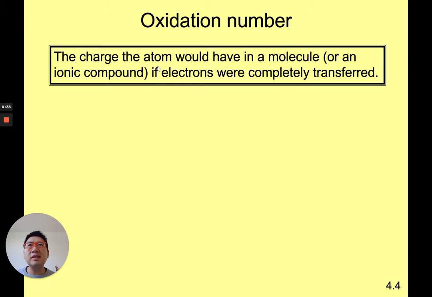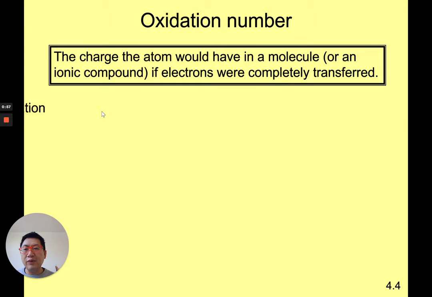So there are six, I believe six rules that we're going to use to determine the oxidation number or the charge of an atom. And you're going to have to know these six rules. It's actually not that hard. So you have to know these six rules about how we determine the charge of an atom.